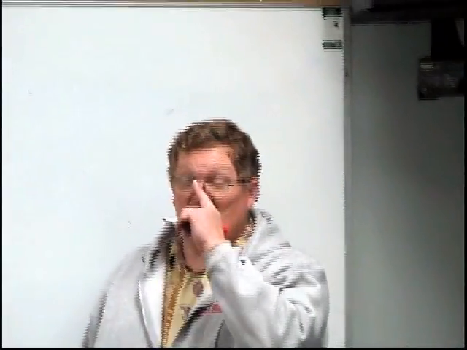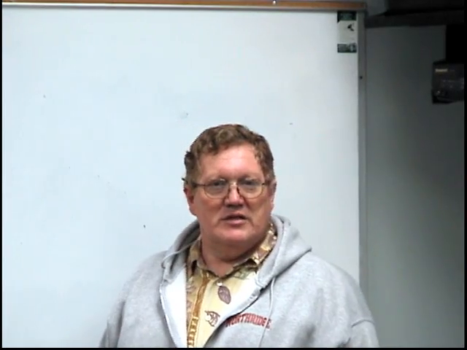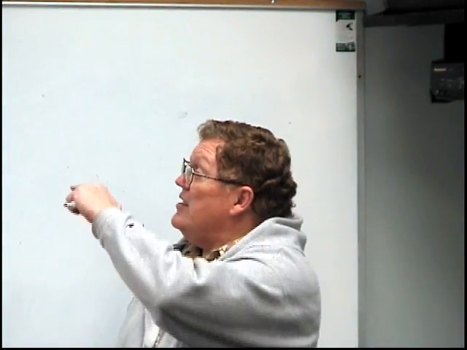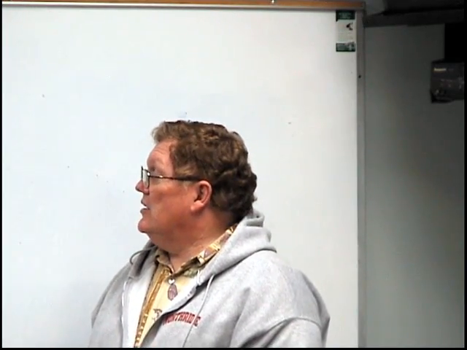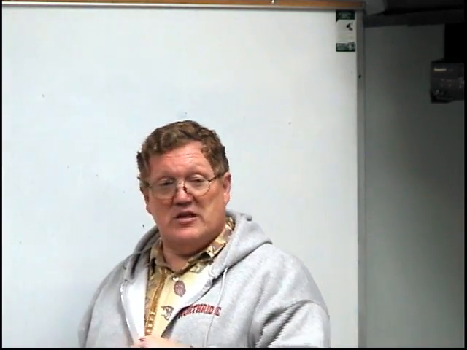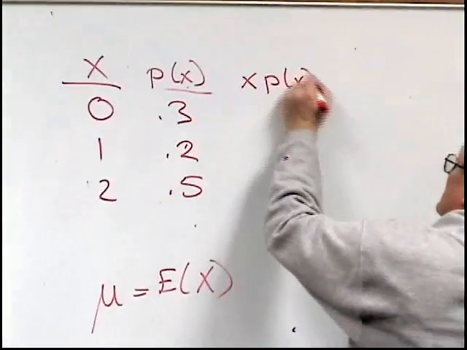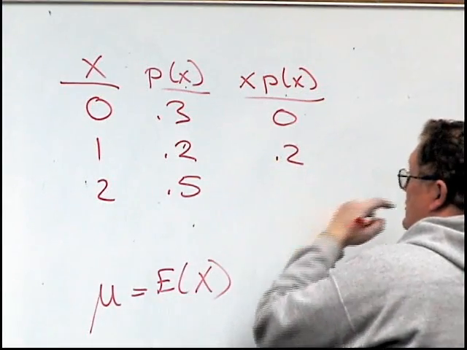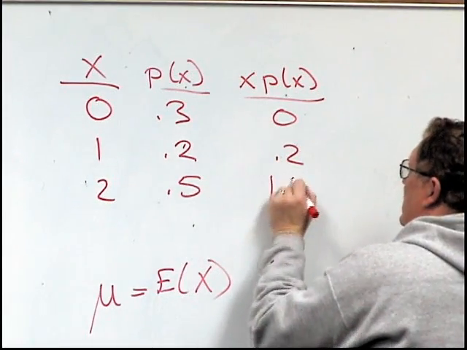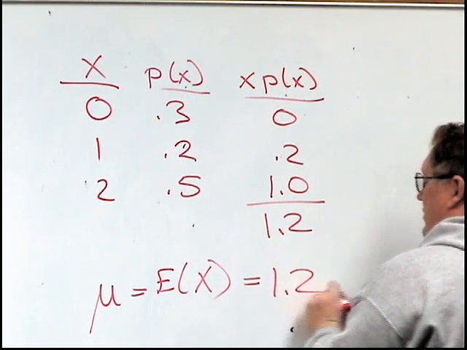Times X by the probability. Right, you don't just add up 0, 1, and 2 and divide by 3 and get 1. Because the numbers say that I get more zeros than ones, 30% to 20%, and I get a lot more 2s. Half the time I'm going to get a 2. So we take x times p of x: 0 times 0.3, 1 times 0.2, 2 times 0.5, and then you add. And you don't divide by anything.